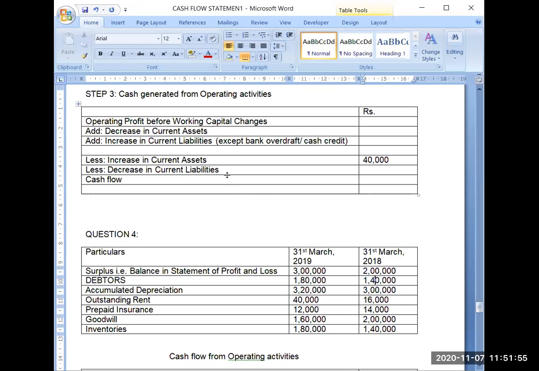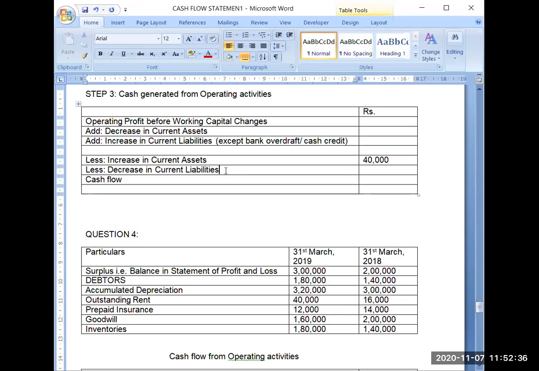Now, similarly, if your current liabilities are increasing, you have to leave out bank overdraft and cash credit, because bank overdraft and cash credit will always be considered in financing activity. Except these, all other current liabilities like outstanding salaries, bills payable, creditors will be considered here. If your current liabilities are increasing, that means you are getting cash from your creditors. So that's why I am adding increase in current liabilities.